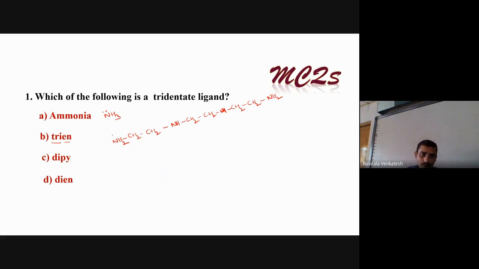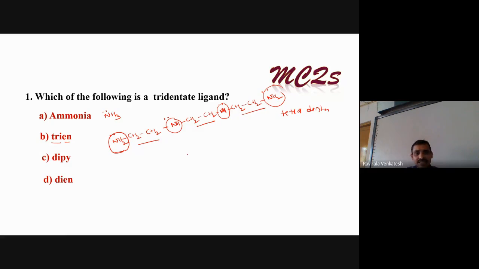Now count how many here. 1, 2, 3, 4. Now it is a tetradentate ligand. Tetradentate. Trien means tetra, trien, tetra. You don't need to memorize it like that. Write down triethylene, tri 1, 2, 3. Now put an NH2 group at each terminal and NH groups in between. In this way, we can get it easily, right?